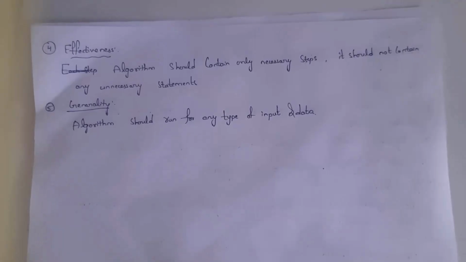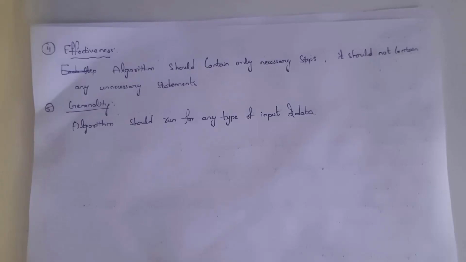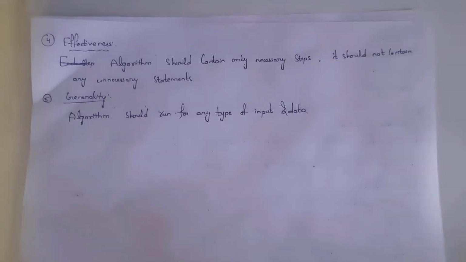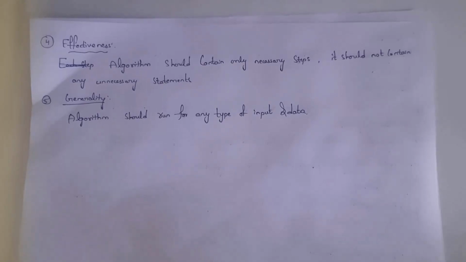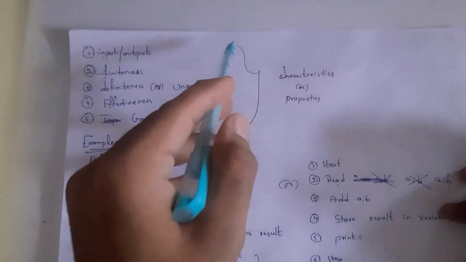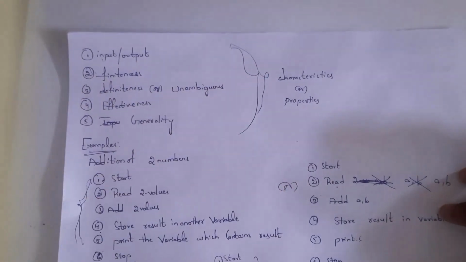Fourth, effectiveness. Effectiveness means an algorithm should contain only necessary steps. It should not contain any unnecessary steps. This is known as effectiveness. And at last, the fifth one is generality. Whatever input we are giving to the algorithm, the algorithm should work with our input. This is known as generality. An algorithm should run for any type of input or data. These are the 5 properties or characteristics of an algorithm.